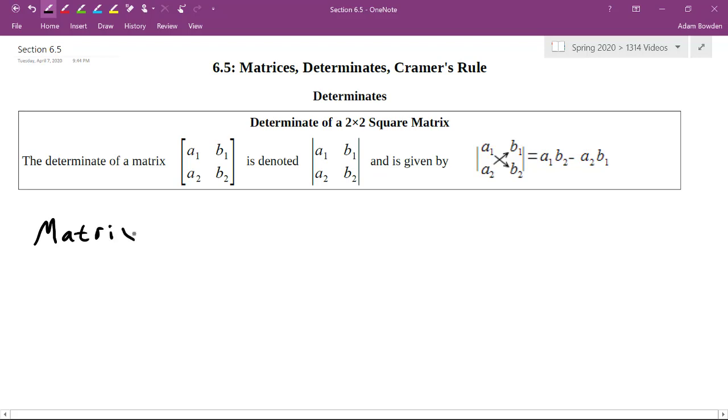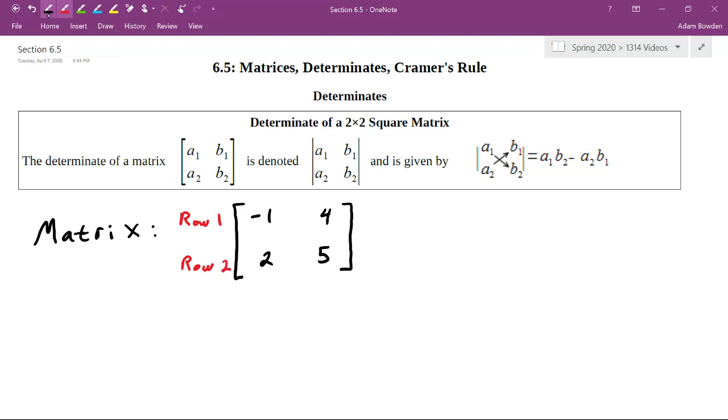A matrix is like an arrangement of numbers into rows and columns, kind of like a grid of numbers. For instance, a matrix might look like negative 1, 2, 4, 5 arranged into rows and columns. So we have here row 1 that contains the negative 1 and 4, and row 2 which contains the 2 and the 5. And on either side of these I put big brackets. And when I do that, we call it a matrix.